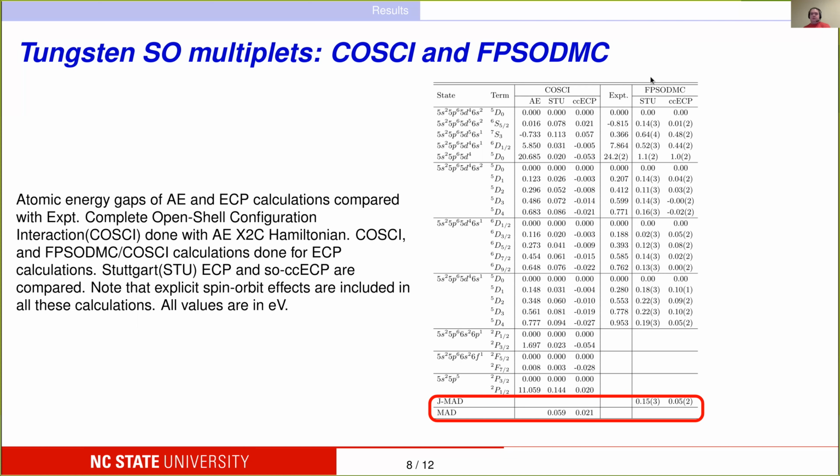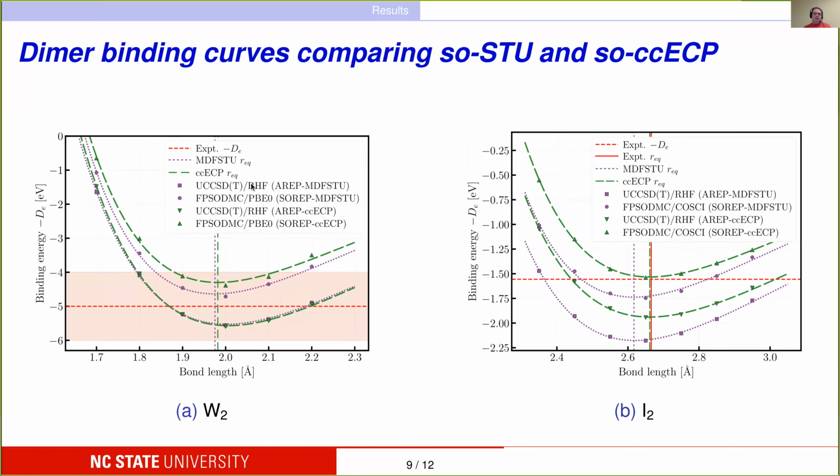Here we actually have the fixed phase spin orbit diffusion Monte Carlo, which is a much more taxing routine. And in this case, we compare against experiment. And here we can see that the ccECP once again vastly outperforms the Stuttgart with regard to comparison to experimental numbers. Here we have the dimer binding energy curves for the spin orbit terms for the Stuttgart and ccECP.